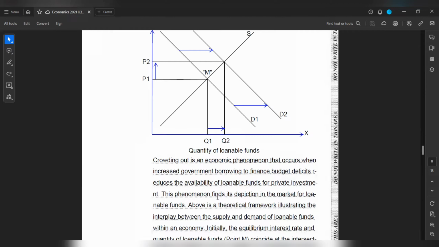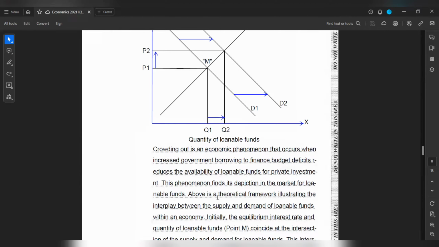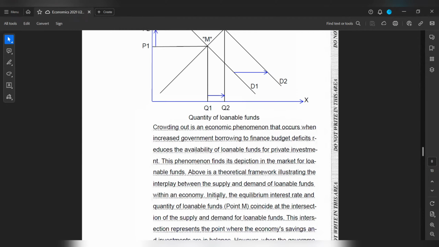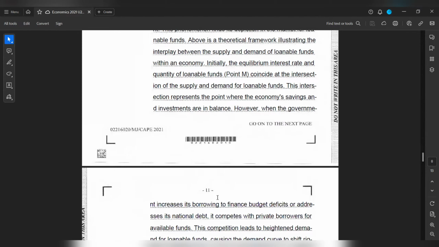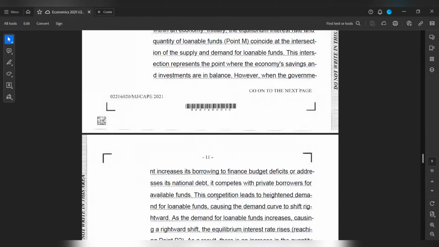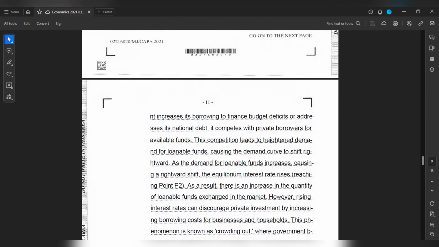Initially, the equilibrium interest rate and quantity of loanable funds, point M, coincide at the intersection of the supply and demand for loanable funds. This intersection represents a point where the economy's savings and investments are in balance. However, when the government increases its borrowing to finance budget deficits or address its national debts, it competes with private borrowers for available funds. This competition leads to heightened demand for loanable funds, causing the demand curve to shift rightward.